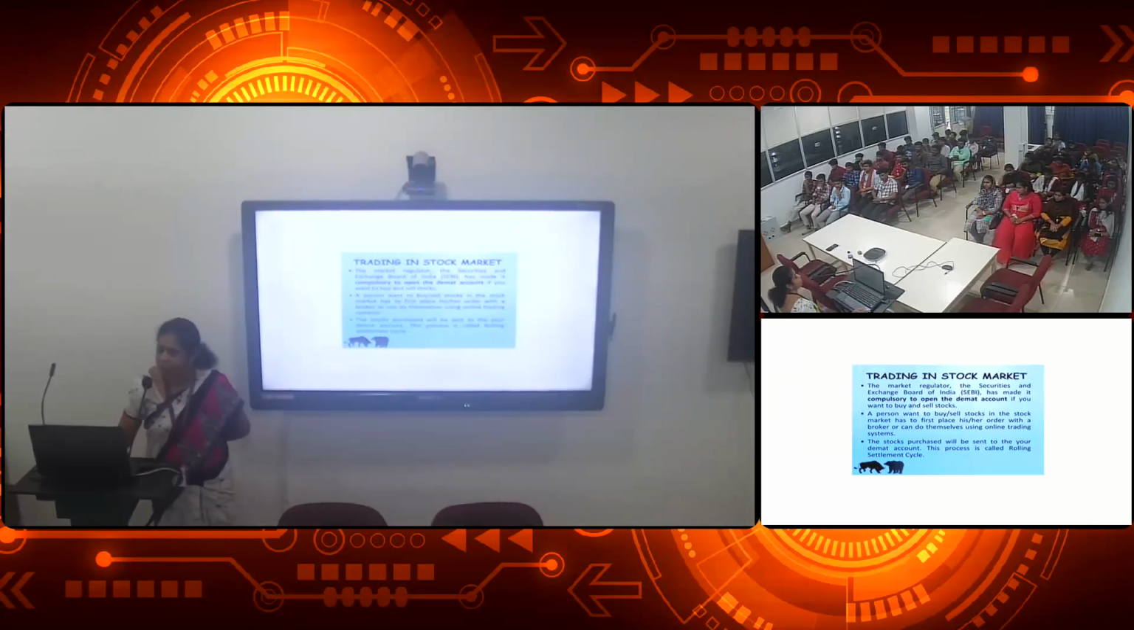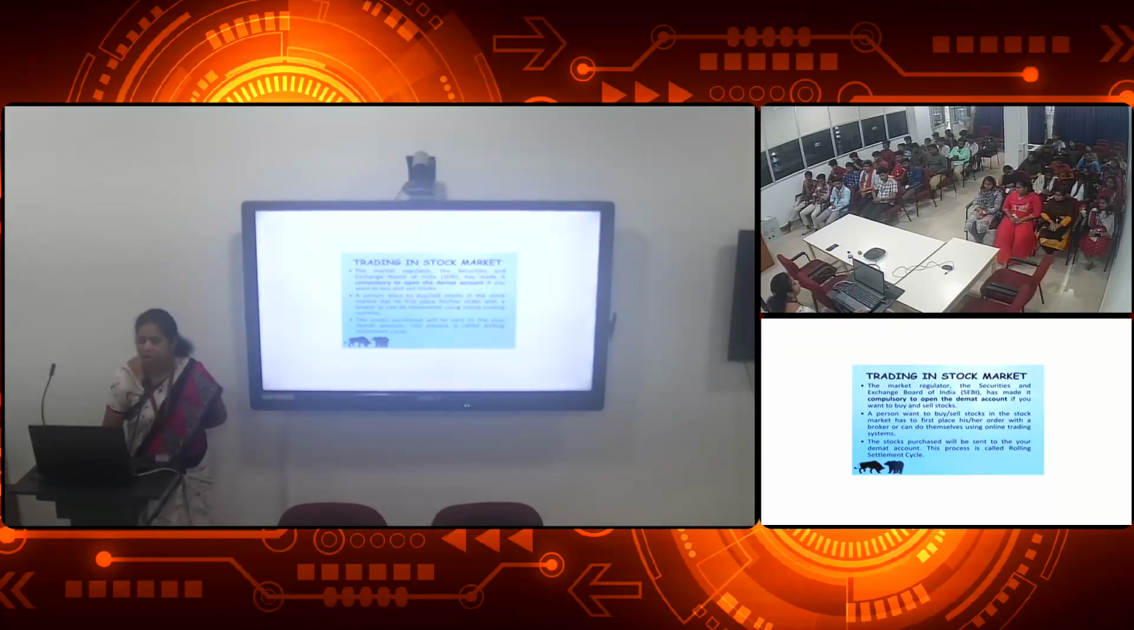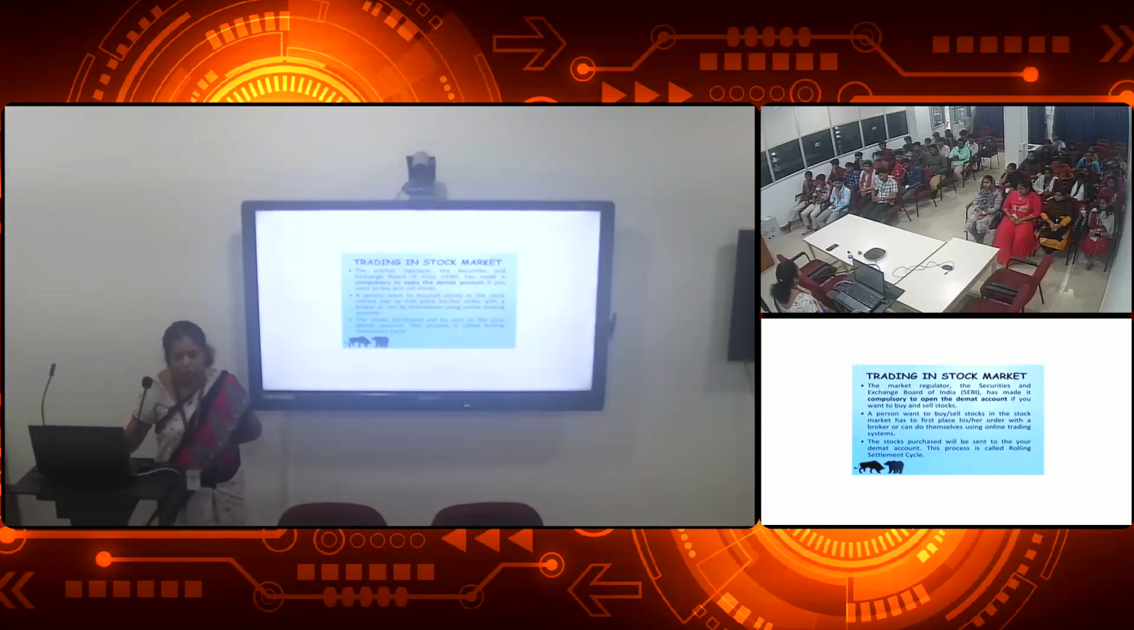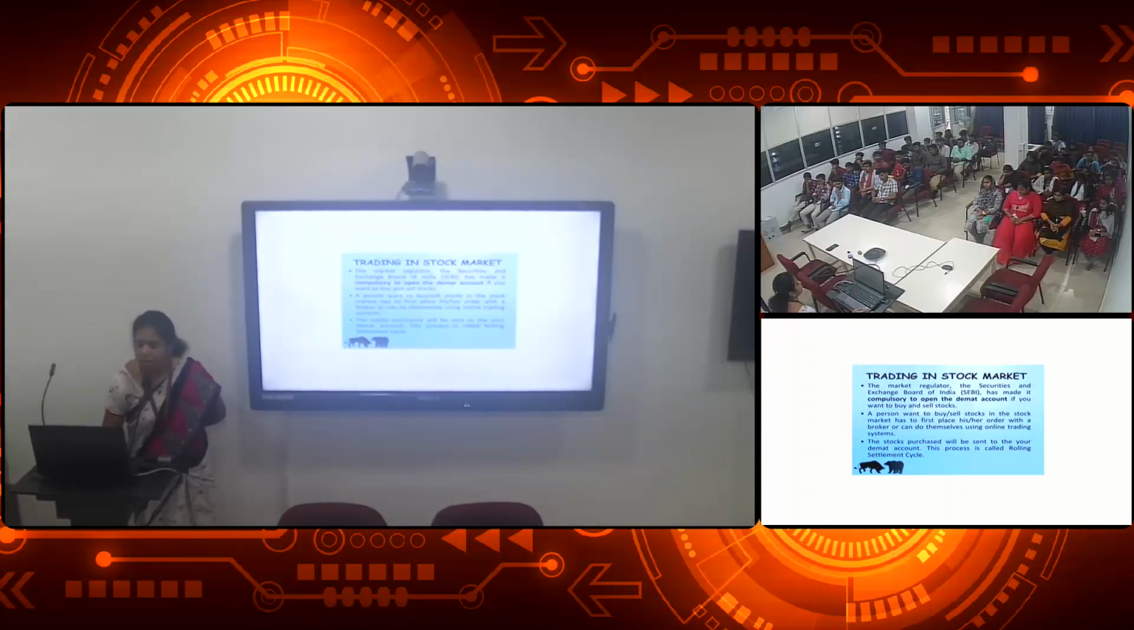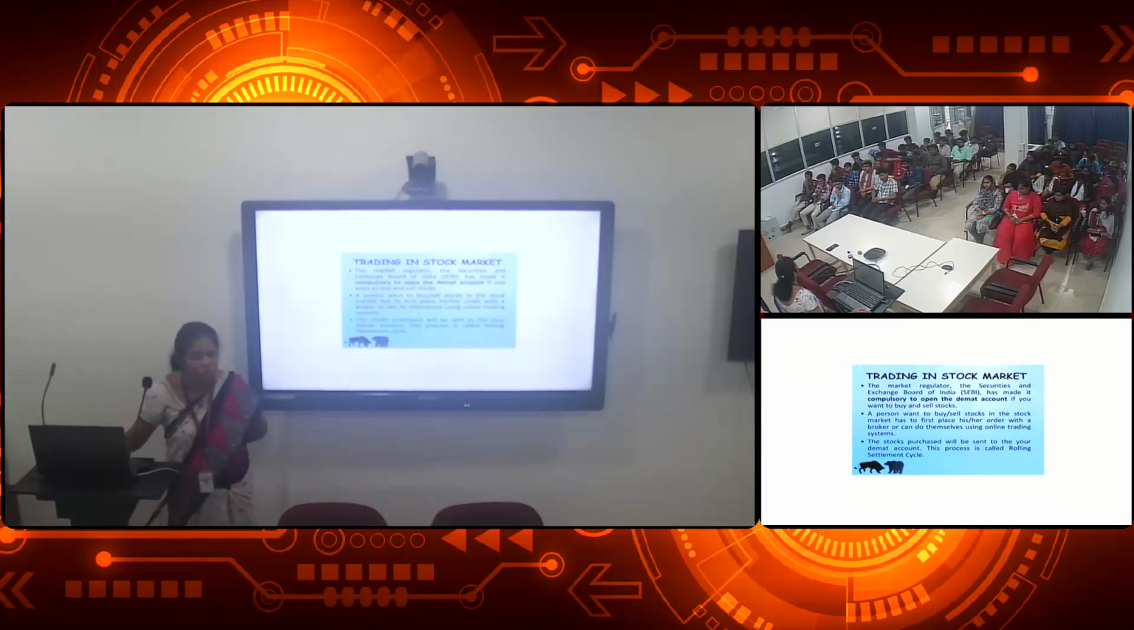Then a person who wants to buy or sell in the stock market has to first place an order with a broker, or can do it themselves using online trading systems. So nowadays you can do it yourself. The stock purchased will be sent to your demat account. The process is called the rolling settlement cycle.